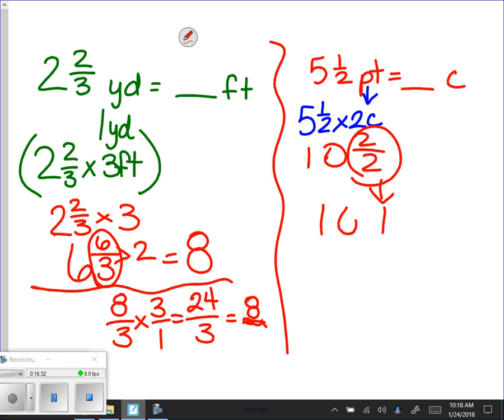10 plus 1 is 11. So if you end up with an improper fraction, you need to deal with it. If you end up with something that's equal to 1, you need to deal with it. You need to have a final answer. So you were halfway there, just not all the way there.